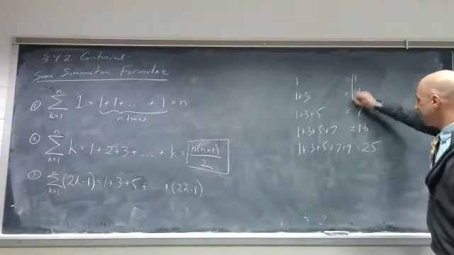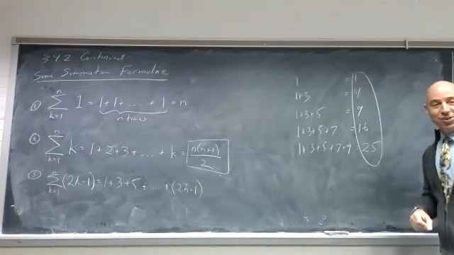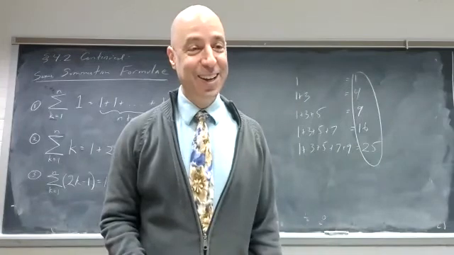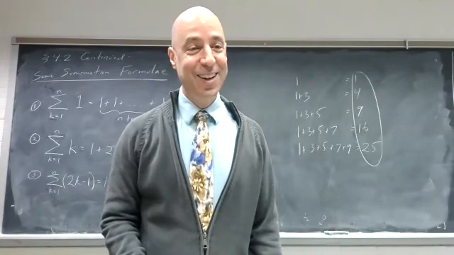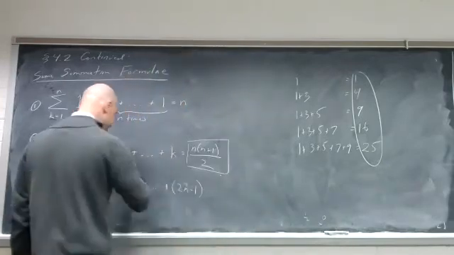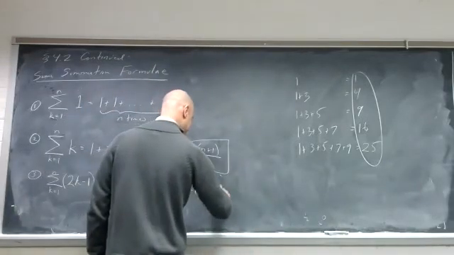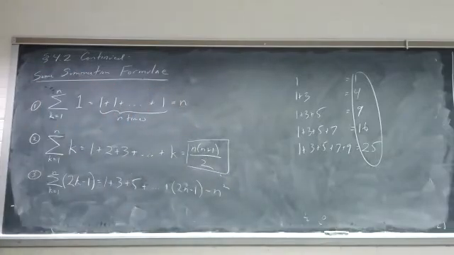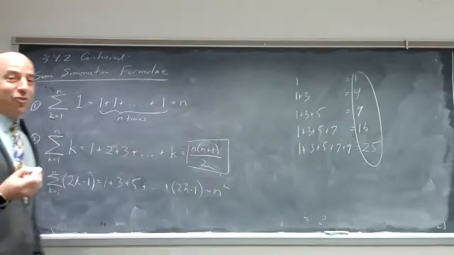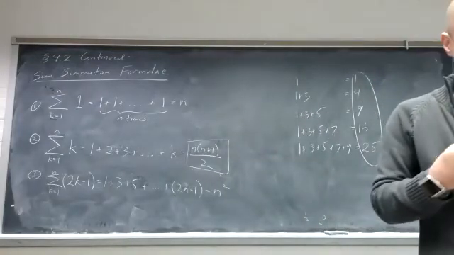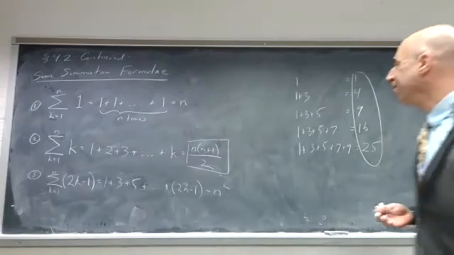Do you recognize these numbers over here? 1, 4, 9, 16, 25. What are they? Perfect squares. Yeah, they're perfect squares. This sum is nothing more than n squared. If you're wondering why that might be true, we'd like something convincing to explain why that's true.